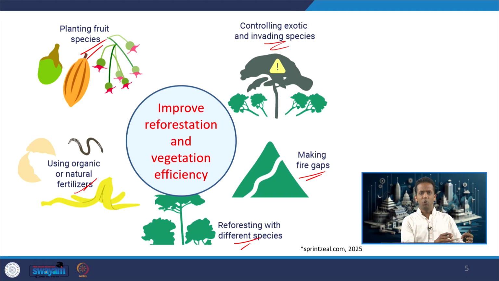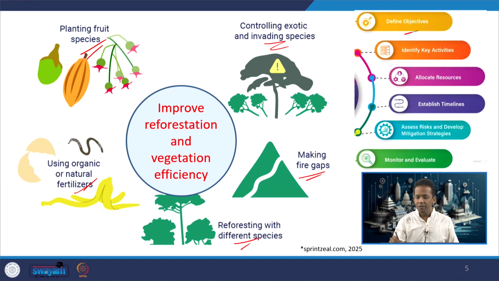Because there is one problem which is identified, there are 5-6 alternative solutions, or many more solutions are possible. How do we make a plan to contribute to solve this problem? Again, it will need some basic aspects of planning. You define the objective first: how much reforestation or how much vegetation efficiency we want to improve.